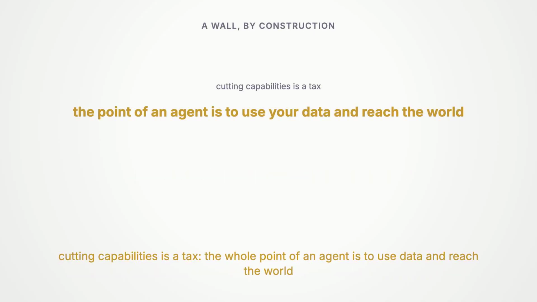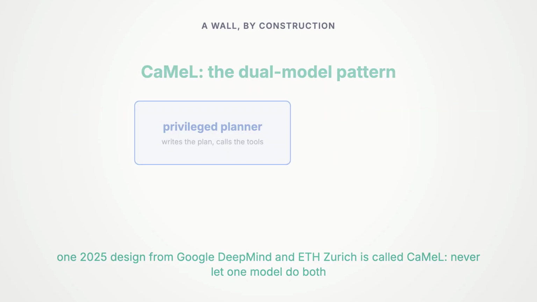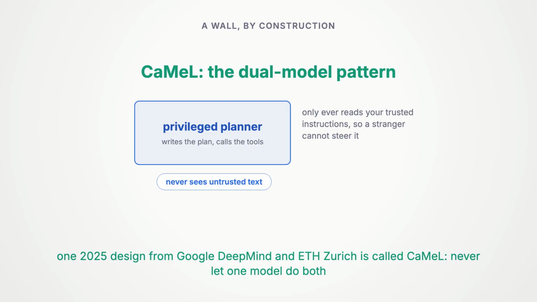But cutting capabilities is a tax. The whole point of an agent is to use your data and reach the world. So is there a real fix, a wall by construction, the way the parameterized query was a wall for databases? The most promising answer flips the architecture. One 2025 research design from a team at Google DeepMind and ETH Zurich is called CaMeL, and its rule is simple. Never let one model both make decisions and read untrusted text. Use two. This is the dual model or dual LLM pattern.